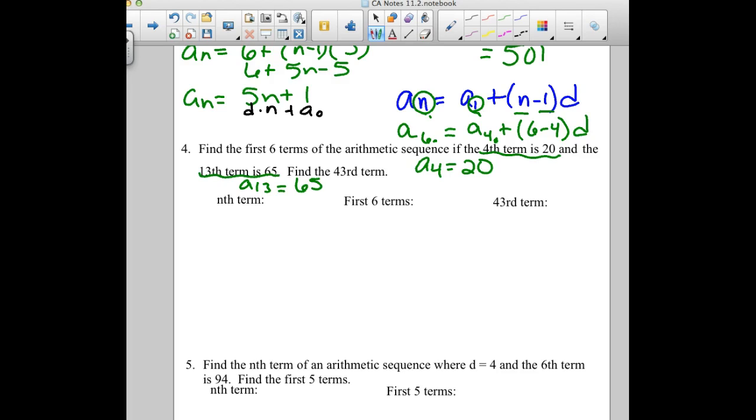Start with the smaller one and build up to the bigger one. Okay, so I'm going to start at a sub 4. I'm going to add some common differences until I get up to a sub 13. So using that same pattern, how many common differences do I need to get from the 4th term to the 13th term?